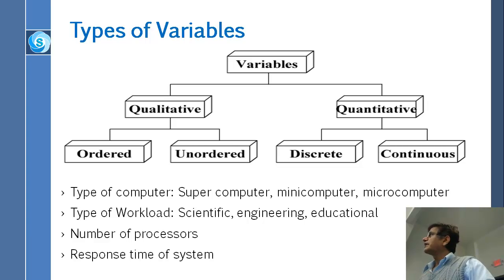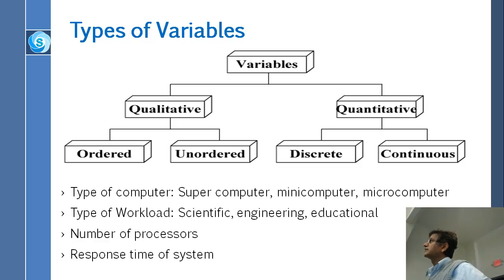Okay, then you have the type of workload: scientific, engineering, and educational. There are three workloads. Is this variable quantitative or qualitative? Qualitative. Is it ordered? It's not ordered. So this is this branch. Number of processors in a system is quantitative, discrete or continuous? Discrete, because you cannot have 3.5 processors. Okay, so this is discrete, third box.